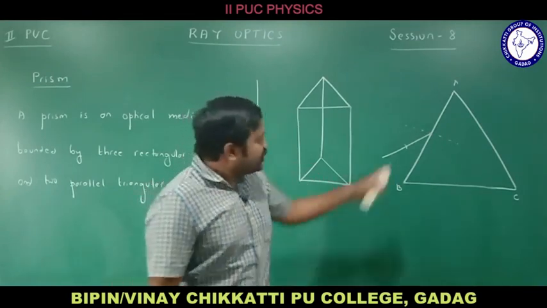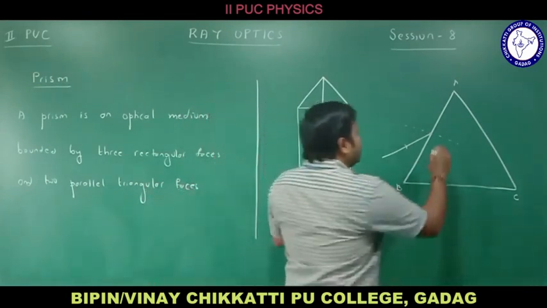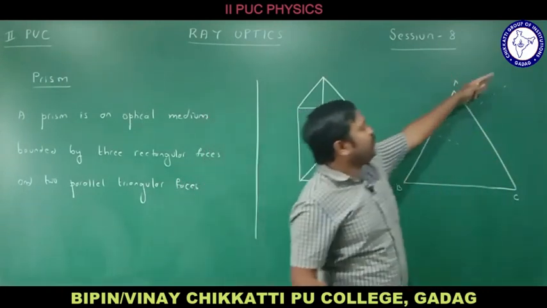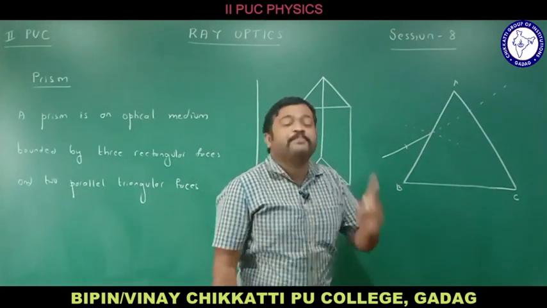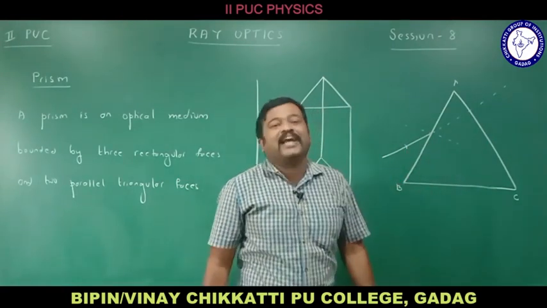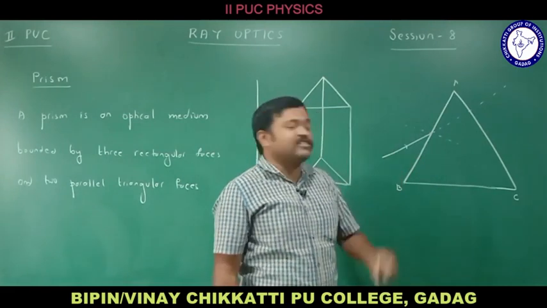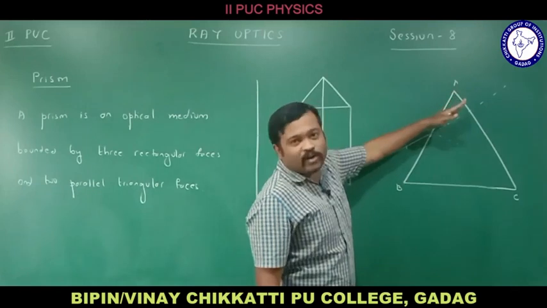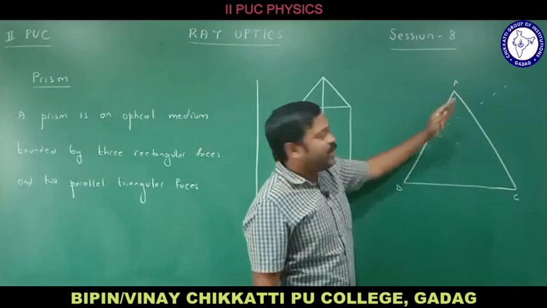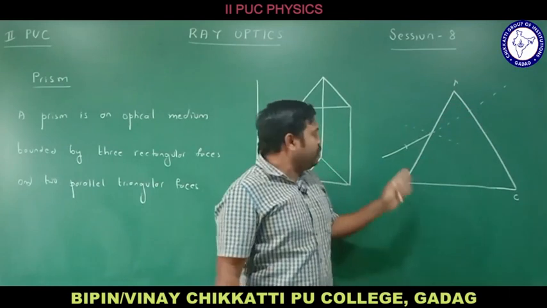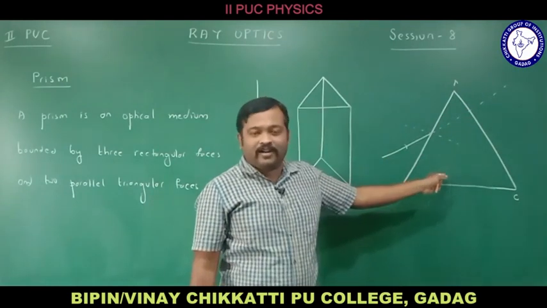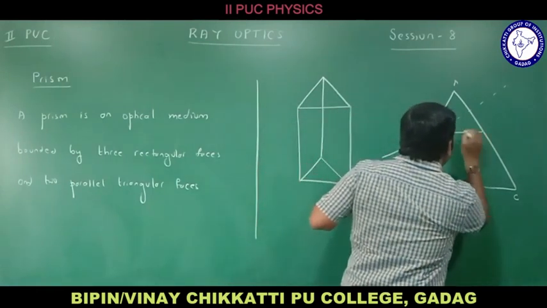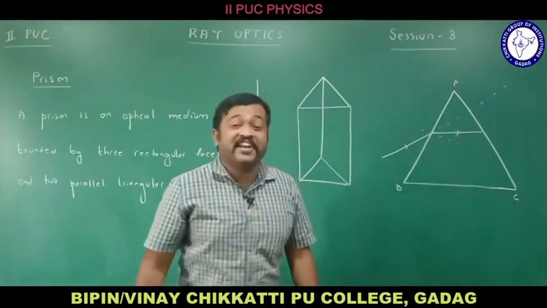If this prism was not there, the ray would have gone like this. Since there is a prism, it bends because it is moving from one medium to another, from rarer medium to denser medium, so it bends towards the normal. There can be two types of bending, away from the normal and towards the normal, and it bends towards the normal when it moves from rarer medium to denser medium, from air to glass. And this ray, let me call it the refracted ray.